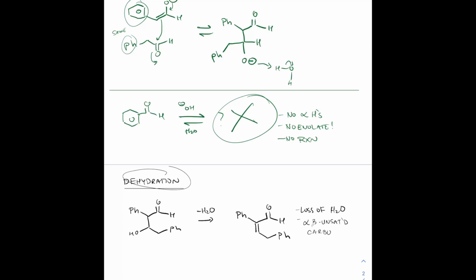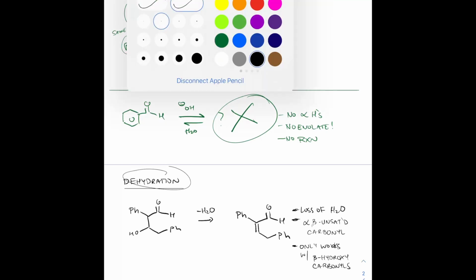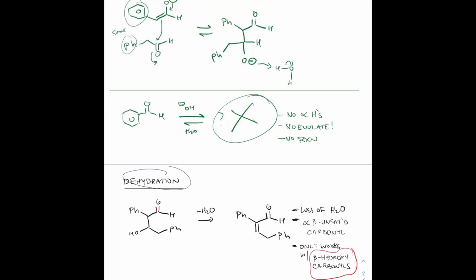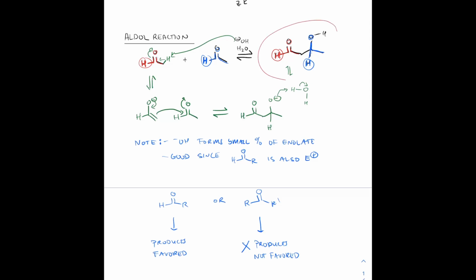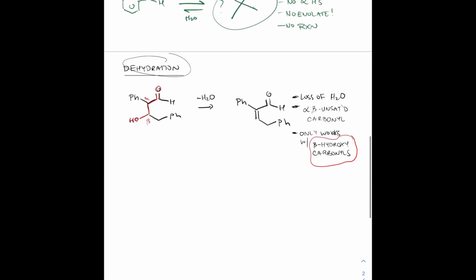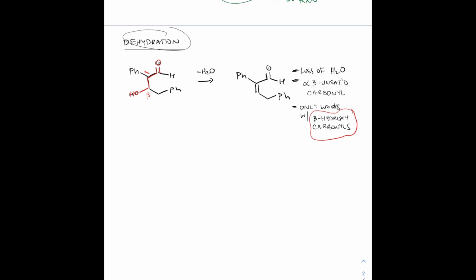And so this is definitely one of those ways that's going to help us drive the reaction forward in terms of the production of a desired product when it came to ketones reacting with ketones in an aldol condensation. And this only works for beta hydroxycarbonyls, and so it's important to double check to make sure that OH is actually beta to the carbonyl.